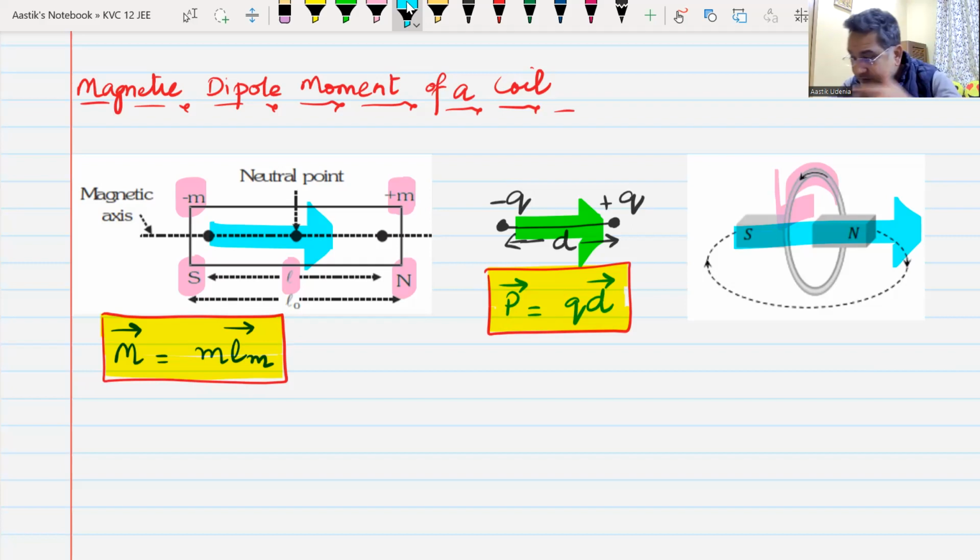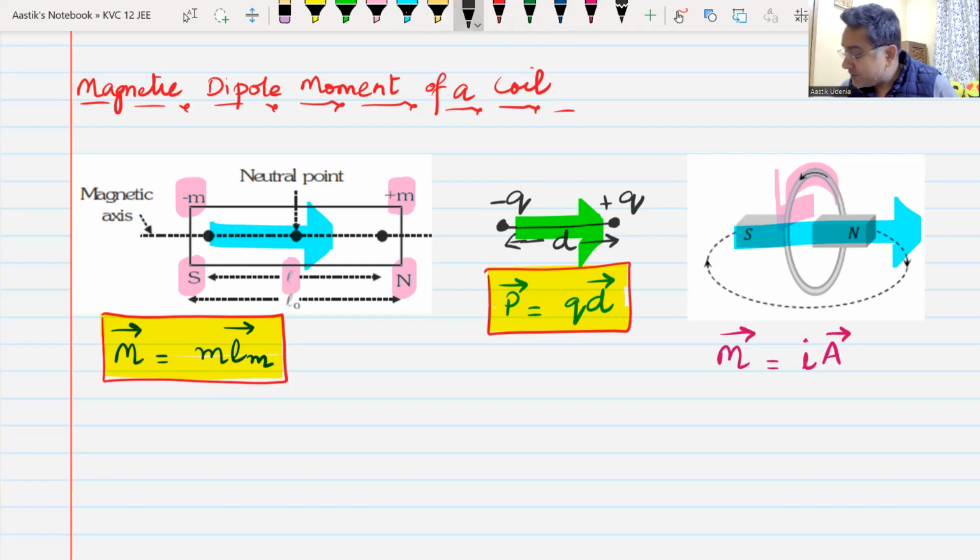This current carrying loop can also be considered as a bar magnet. North and south, as you can see, are written there. I can define a magnetic dipole moment M vector for this. And the magnetic dipole moment M vector for this is given by this legendary I into A vector, where A vector is the area vector of this coil.